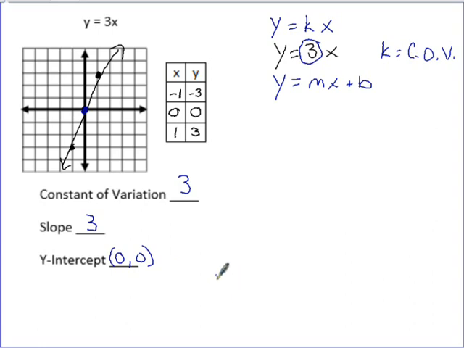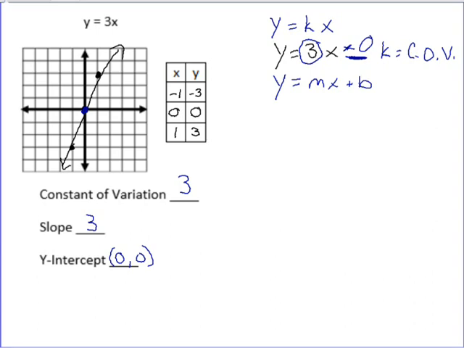For every single direct variation equation, the y-intercept will always be (0, 0). If the y-intercept is not (0, 0), it's not direct variation. Look at this equation, y equals 3x. In slope-intercept form, it's mx plus b, but there's nothing here. If it's not written, what's the only number that I could add and it wouldn't change the value? The only number I could add is 0. So the y-intercept b is always 0 when we're talking about direct variation.